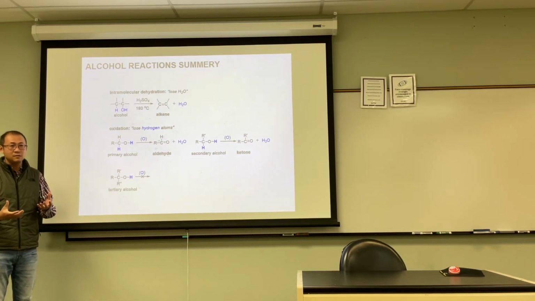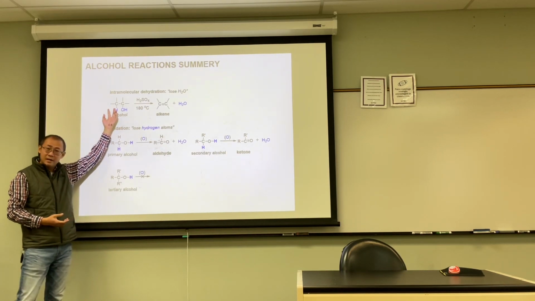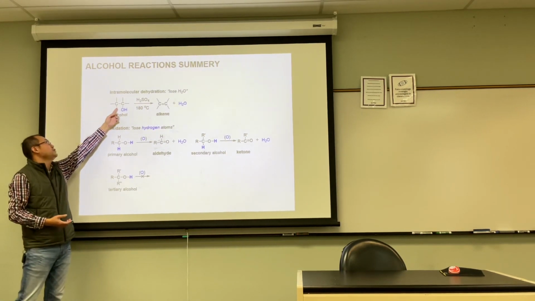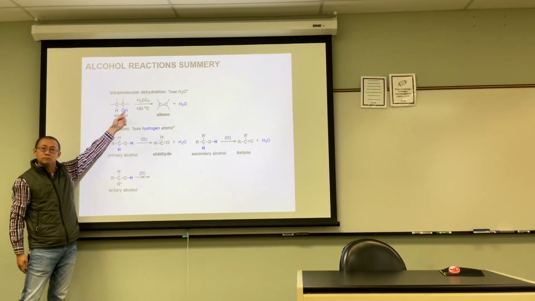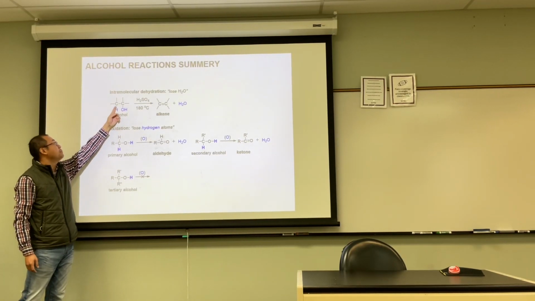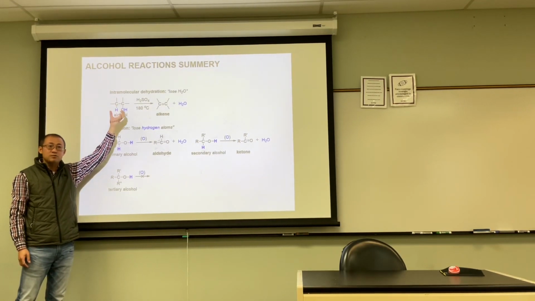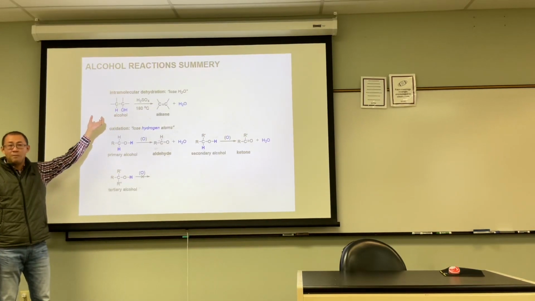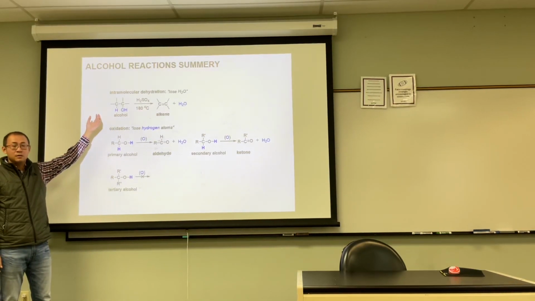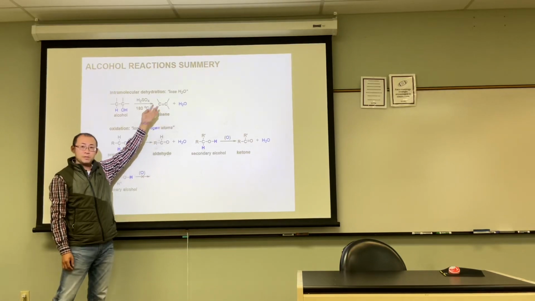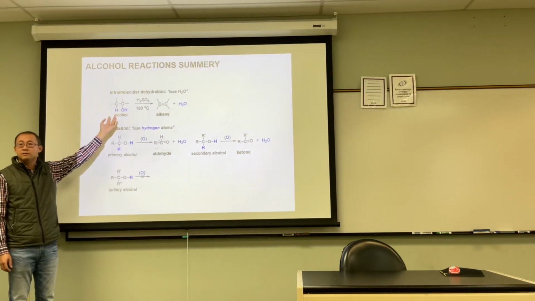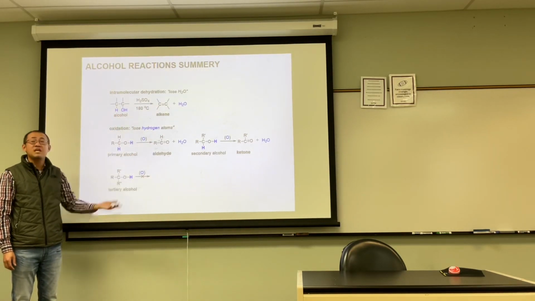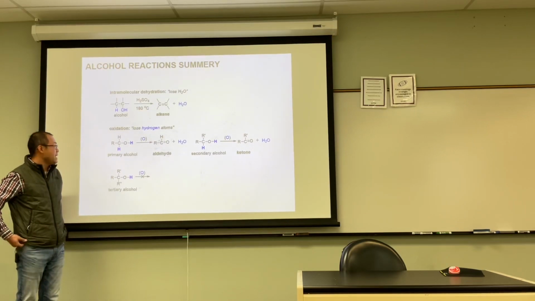You're eliminating an H and what? And an OH. Of course, the OH is from the alcohol. The hydrogen is from the carbon what? Next to the OH carbon. That's why you end up with a double bond between these two carbons. You get an alkene from the elimination reaction.